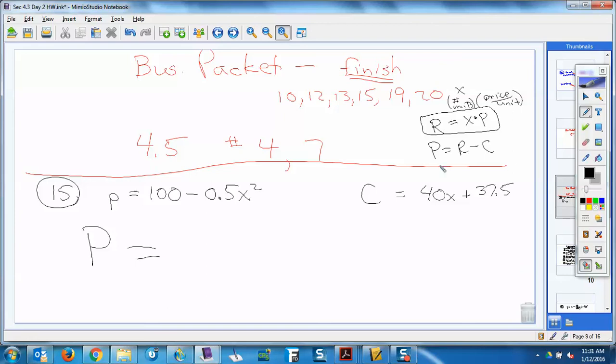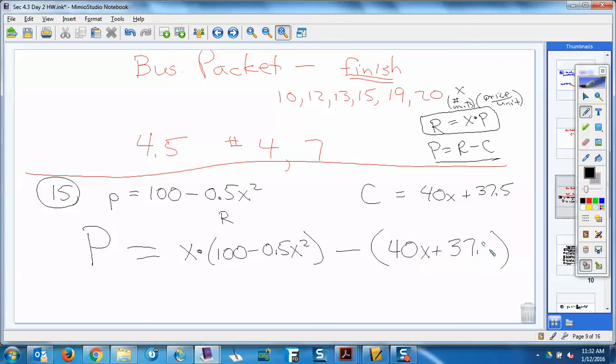Now we know from up here, what's our profit equation? Revenue minus cost. Well, what's revenue? Revenue is x times price per unit. Well, what is our price per unit? 100 minus 0.5 x squared. There, and that's just our revenue right there. Minus the cost, which is that there. So that is how you build a profit equation.